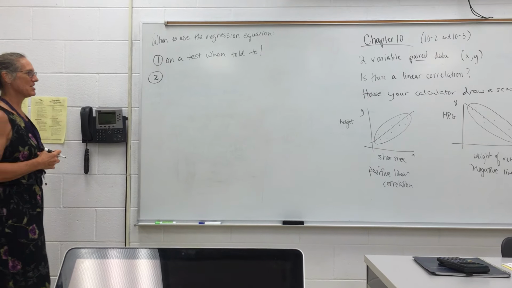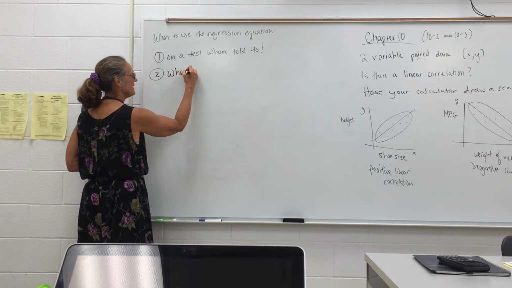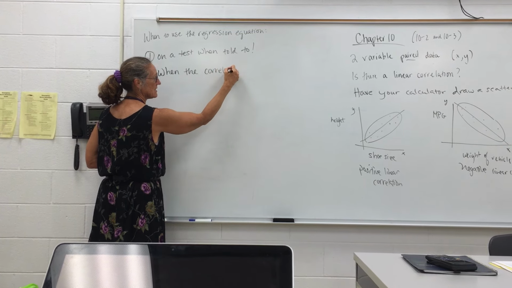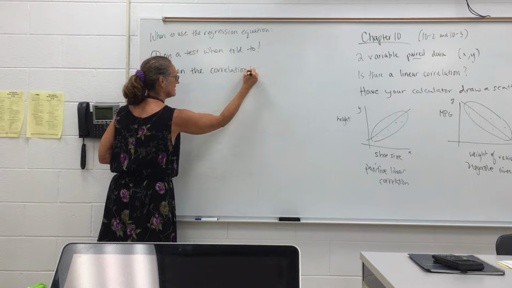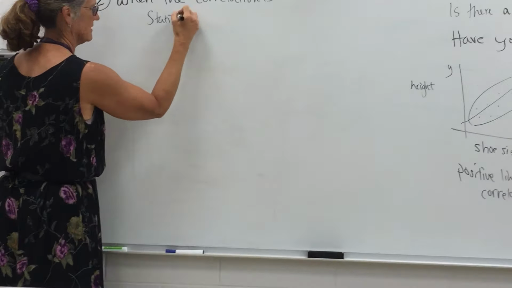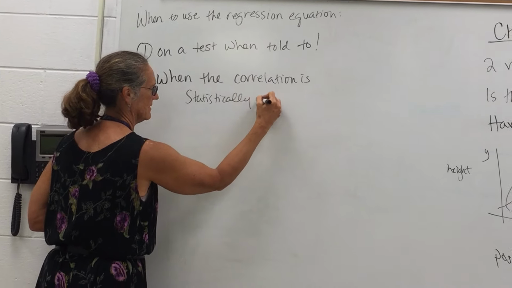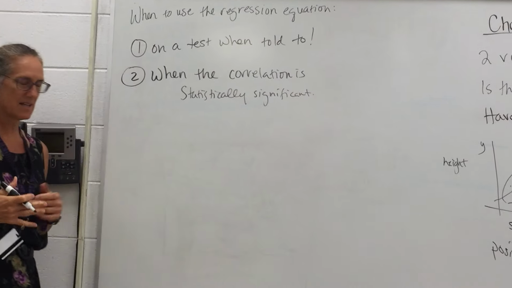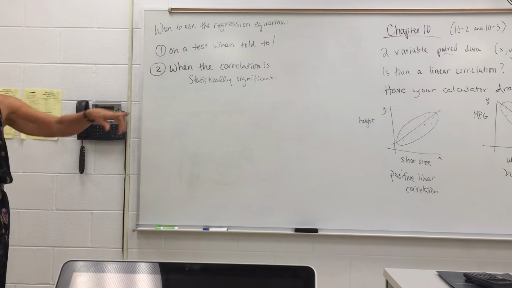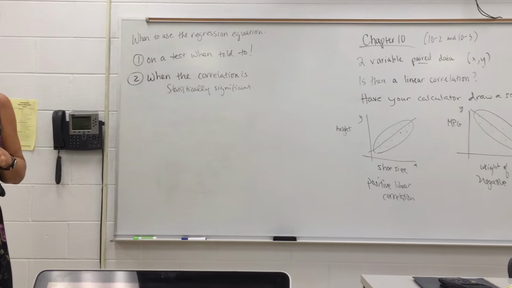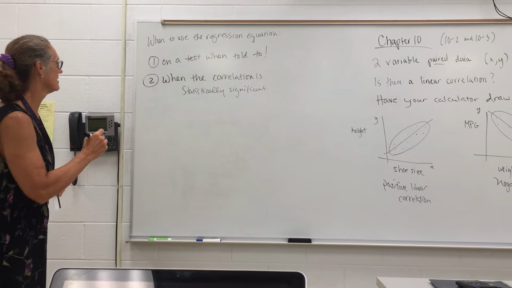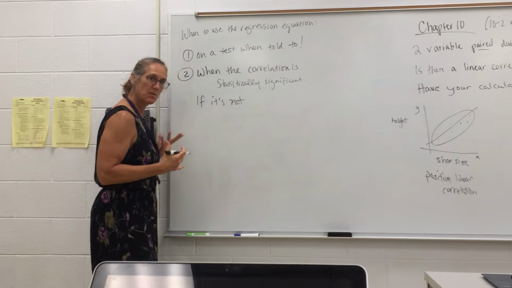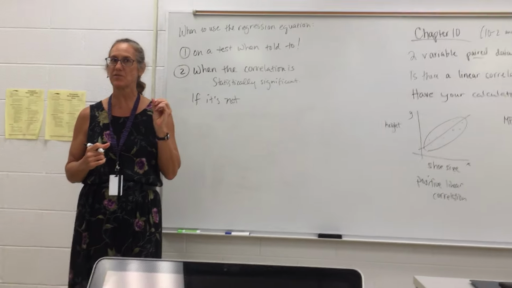So the other situation is when the correlation is statistically significant. On the test, that's going to be the case, but in the homework, they're going to bring up this table. They're going to say, is this significant? And if it's not, then to calculate a y, you just average all of the y's.